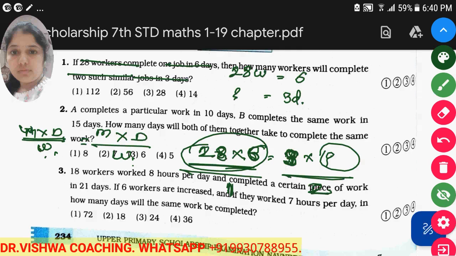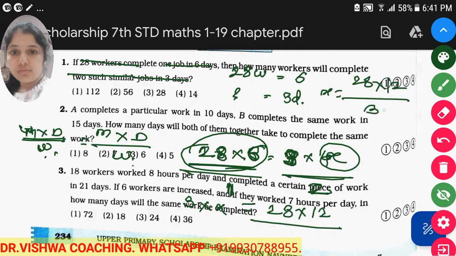Now solve this equation. We assume the unknown as x. So 28 multiplied by 12 is equal to 3 into x. We just do the cross multiplication here. So x is equal to 28 multiplied by 12 upon 3. 3 fours are 12. Now multiply 28 with 4. 28 fours are 112. So your answer is 112.